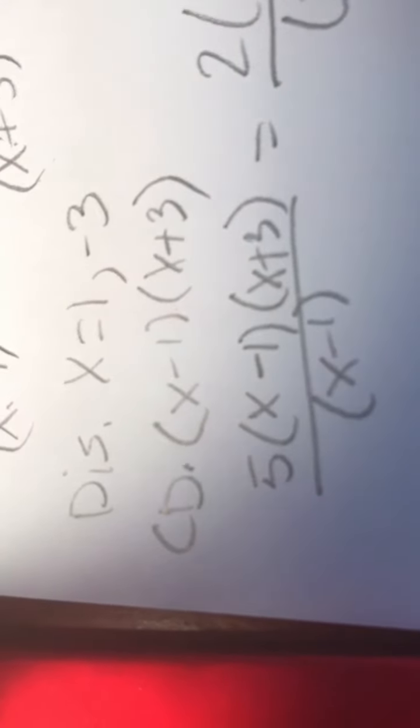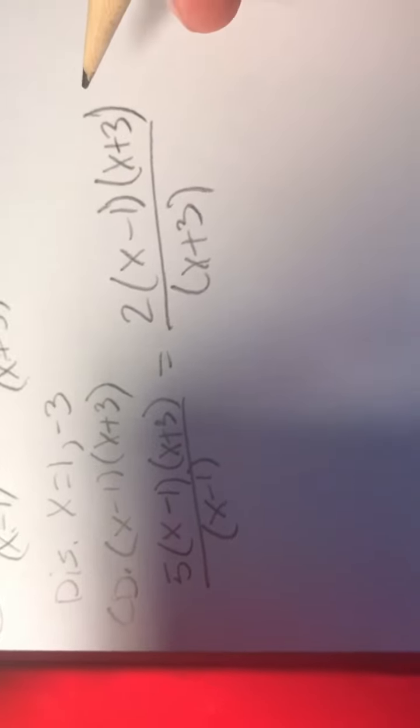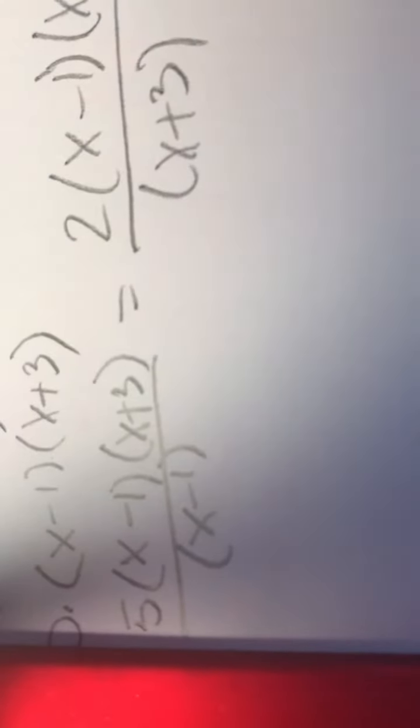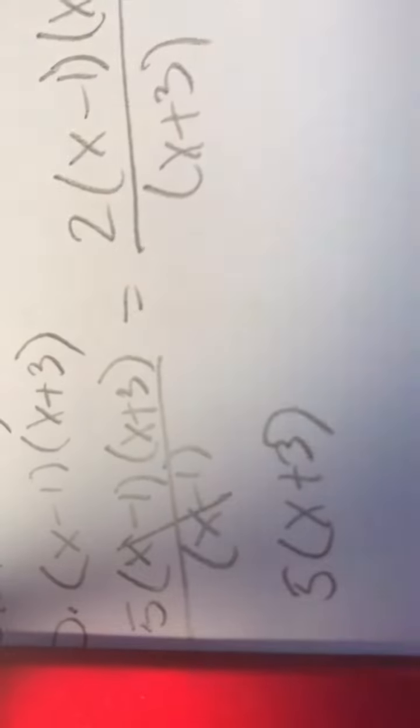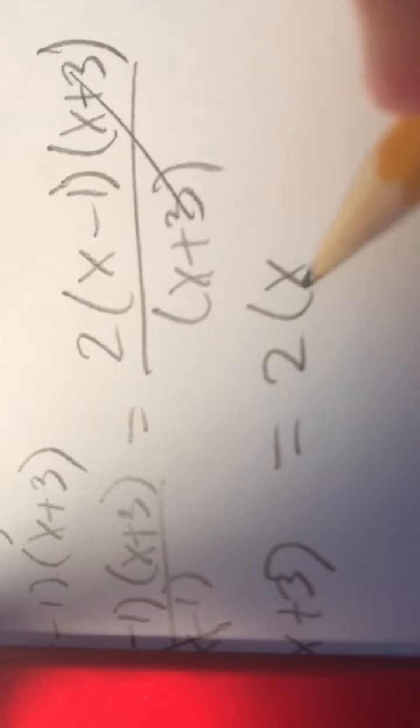Now, all of a sudden, you see the things that cancel out right here. Okay. So, from there, let's cancel things out. These x minus 1s go away, and I'm left with 5 times x plus 3. Awesome. Denominator goes away. The same deal over here. Okay? These go away. Equals 2 times x minus 1.